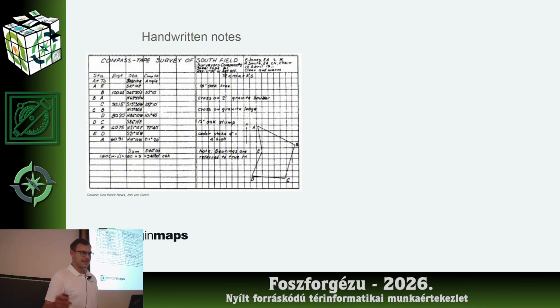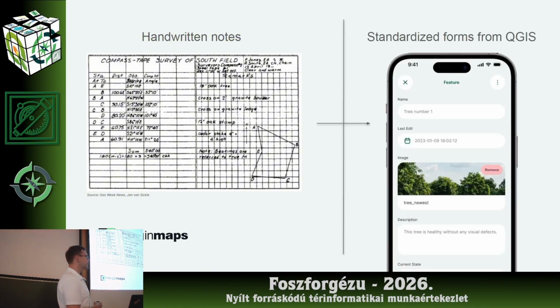With Mergin Maps, it's a little bit different. It is a mobile app that allows you to have your QGIS project one-to-one on your phone. This means that you give your teammates just a simple phone, and they have your standardized forms with them. So everyone is collecting the same data.